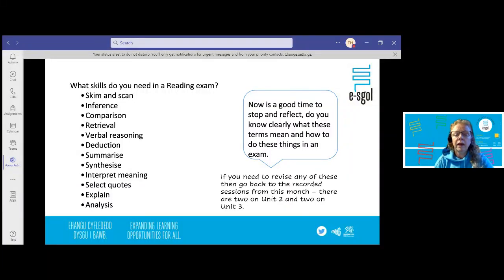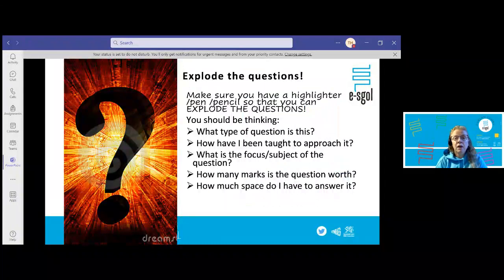Okay, so here's a tip for you. When you get the question in the exam, explode that question. So you get a hold of a highlighter or a pen or a pencil and you start thinking, right, what type of question is it? So what skill am I going to need to be doing? How have I been taught to approach this? Your teacher is going to have gone over lots of different ways that you can approach these questions.